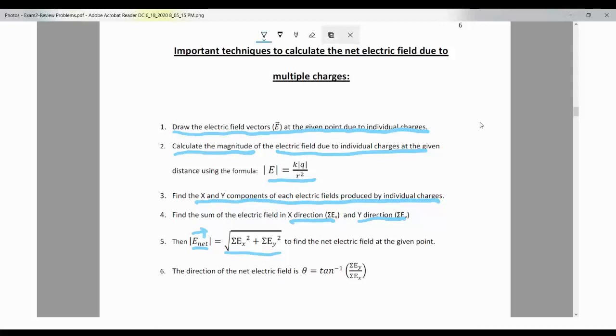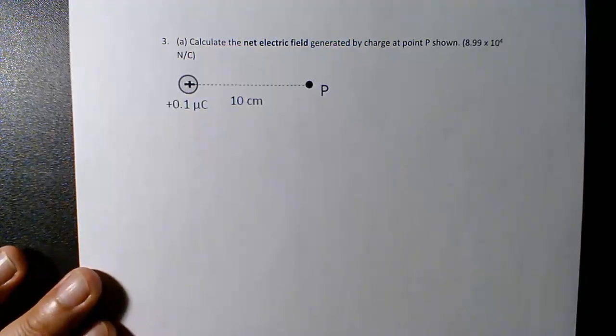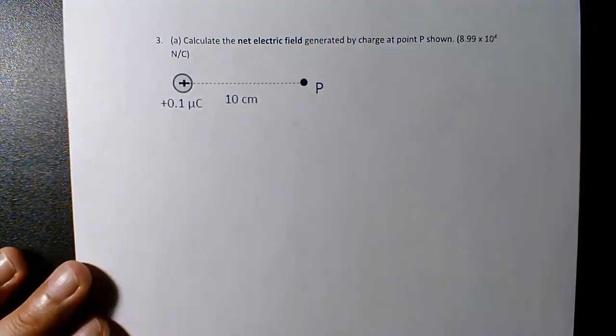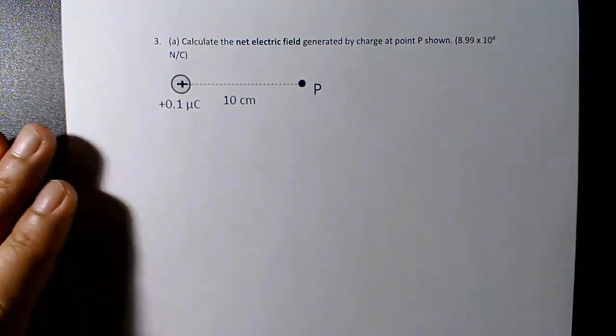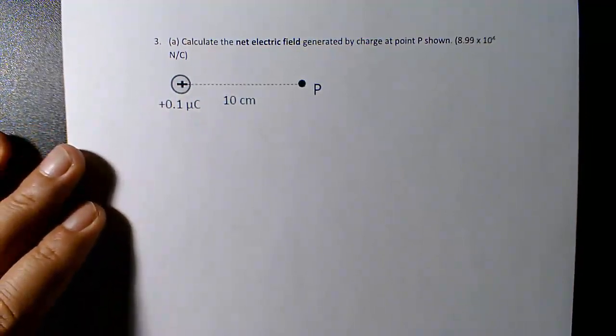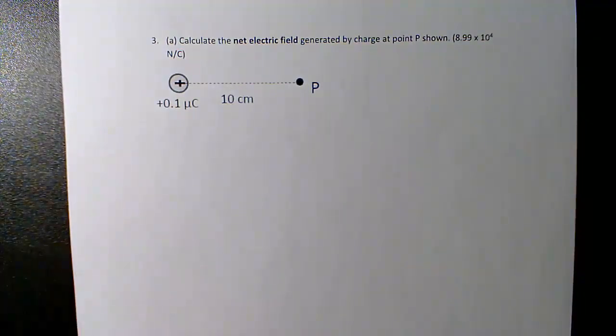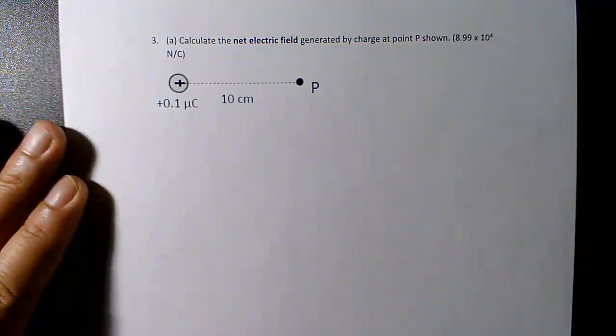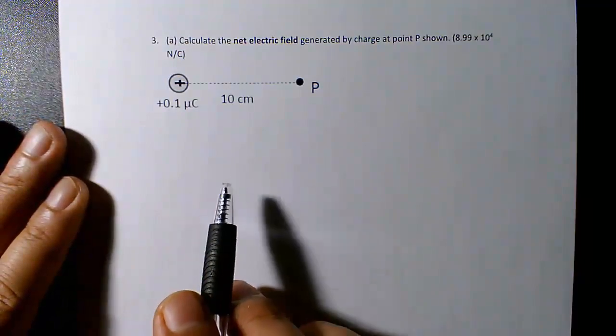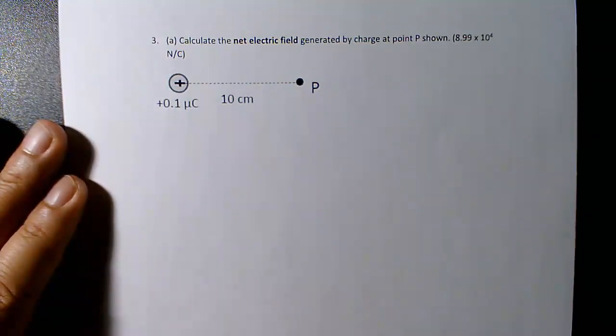So the direction is given by this, right? Inverse tan of the sum of the y components over the sum of the x components, and also mention the quadrant in which it lies. That's all. So the next problem is calculating the net electric field due to various charge distributions, and make sure to first read the instructions on how to solve the net electric field problem in the previous lecture slide. So here's the problem.